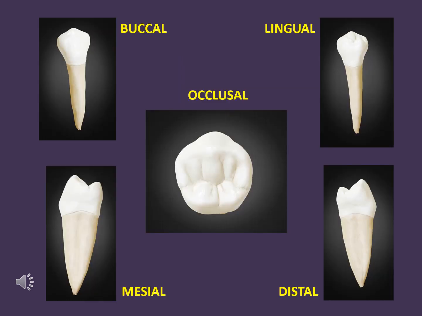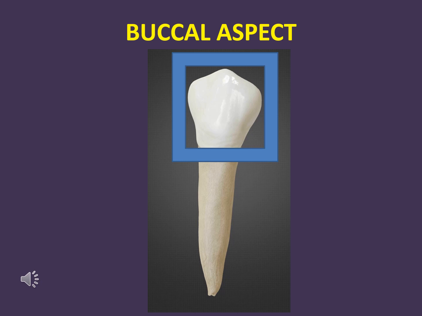Now we'll see the surfaces of mandibular second premolar in detail. There are totally 5 surfaces, that is the buccal surface, lingual surface, mesial surface, distal surface and the occlusal surface. First we'll start off with the buccal aspect in detail.